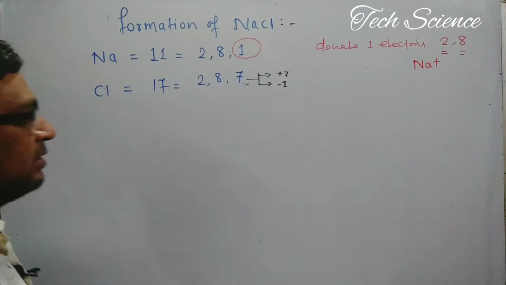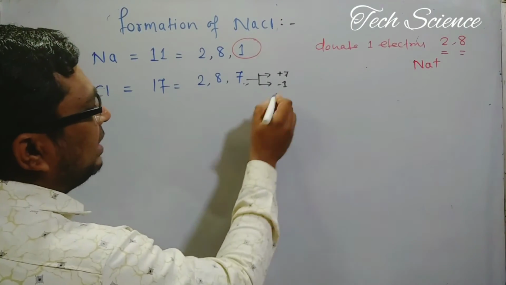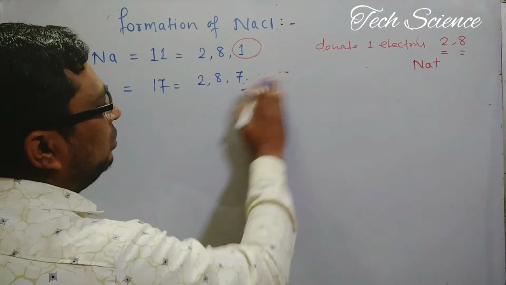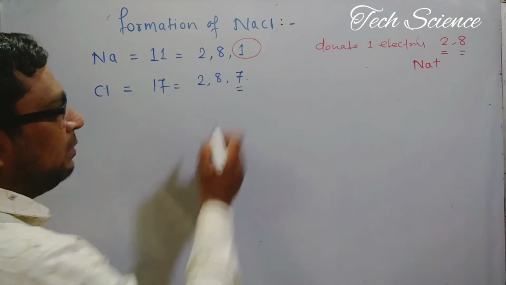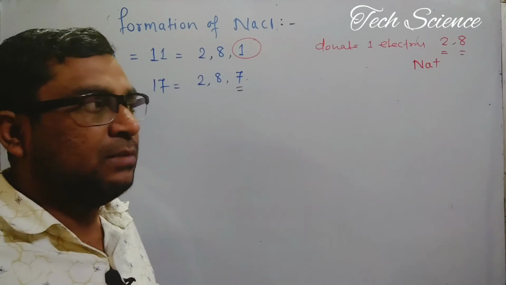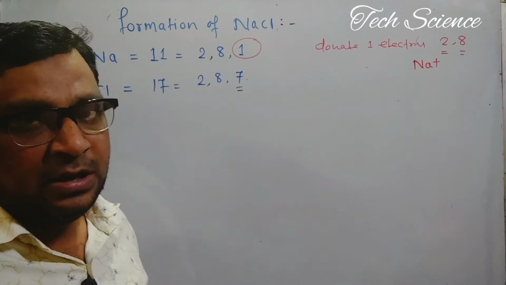What about chlorine? Yes, chlorine accepts 1 electron. How? The energy required to accept 1 electron is less as compared to donating 7 electrons.